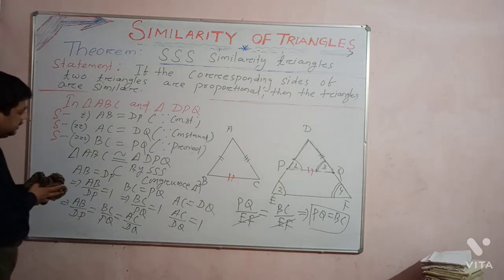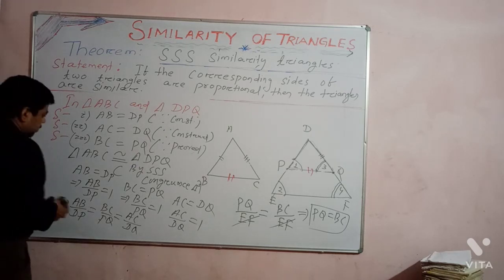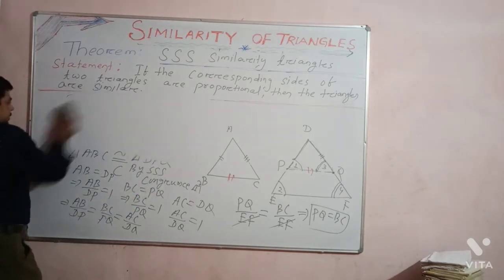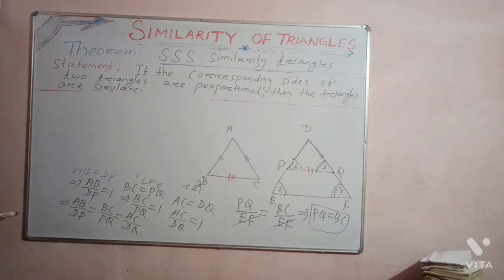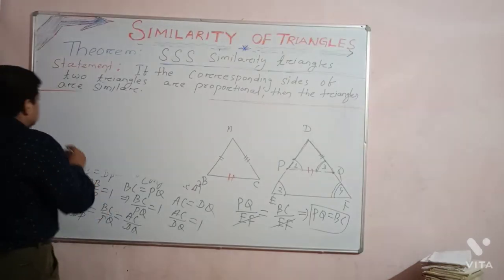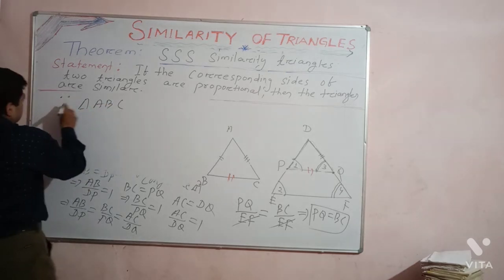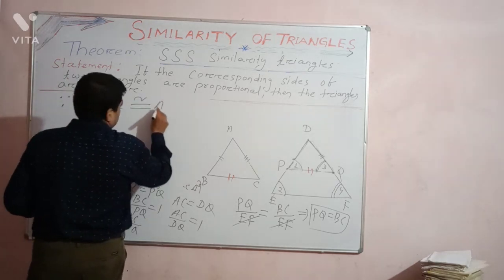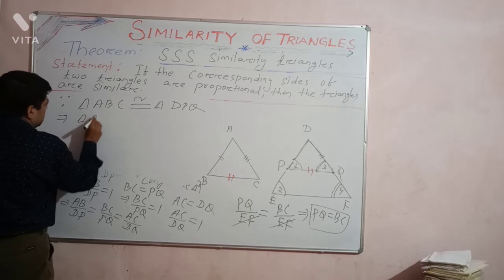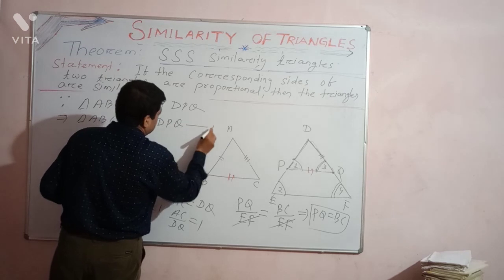Is it clear? So the triangle ABC is congruent to triangle DPQ, that is why triangle ABC is also similar to triangle DPQ. Can you write or not? Are you getting my points? So if two triangles are congruent, then they are always similar. So triangle ABC congruent to triangle DPQ implies triangle ABC is similar to triangle DPQ. Yes or no?